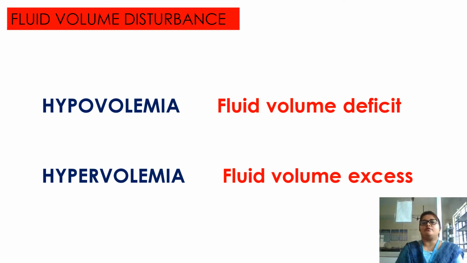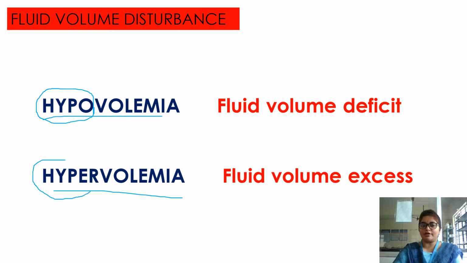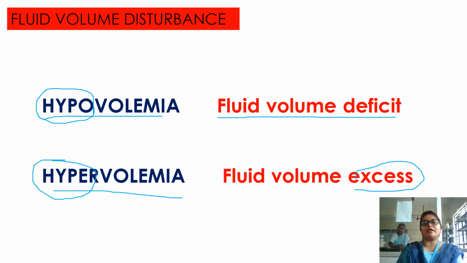So when there is a fluid volume disturbance inside the body, there will be two conditions. The first condition is hypovolemia and the second condition is hypervolemia. If there is a reduced amount of fluid, we call it hypo, that is reduction. If there is excess of fluid, we call it hyper, that is excess. If fluid volume deficit is there, we call it hypovolemia, and if fluid volume excess is there, then we call it hypervolemia. So these are the two conditions where there is a fluid volume disturbance inside the body.